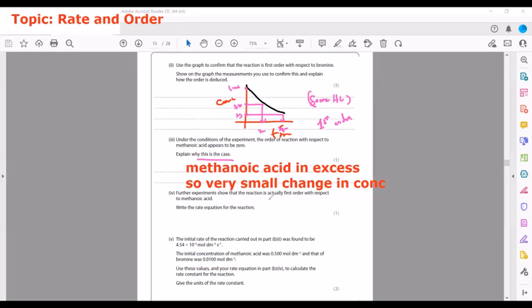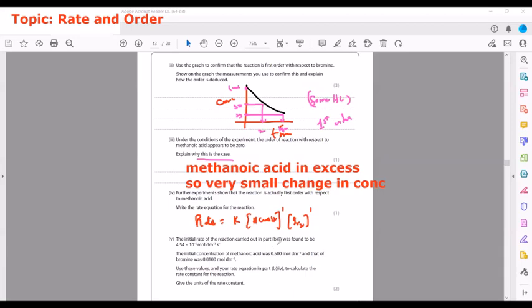Then further experiment shows that the reaction is actually first order with respect to methanoic acid. So it is first order with respect to methanoic acid, and it is first order with respect to bromine. And we have to write a rate equation. In a rate equation, rate equals the rate constant k, times the concentration of methanoic acid, HCOOH, times the concentration of bromine. And this is the first order. Concentration should be in square brackets, and as it is a first order reaction, you can write one, or if you don't write one, that is also correct, because if nothing is written, it means there is one.